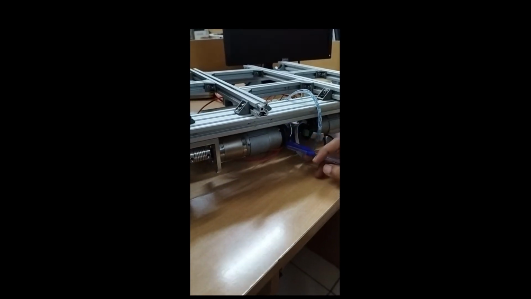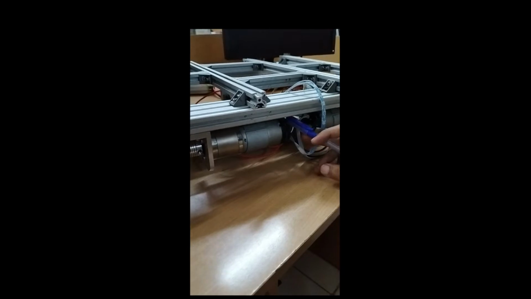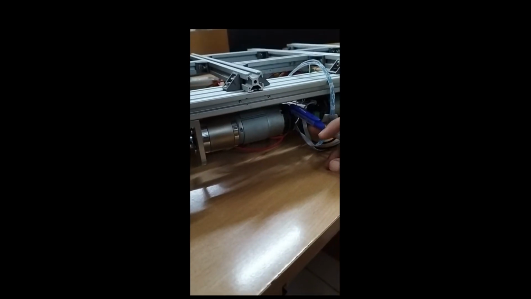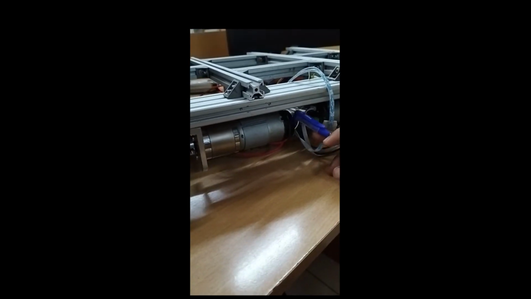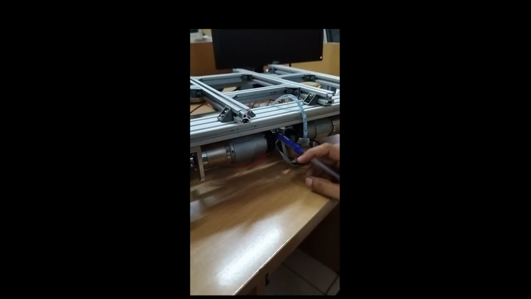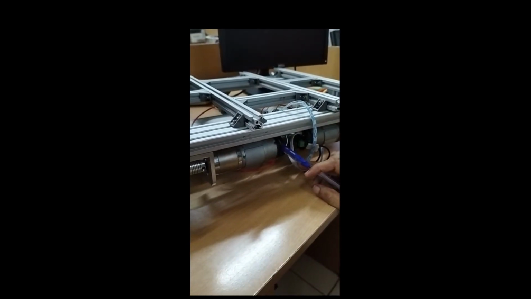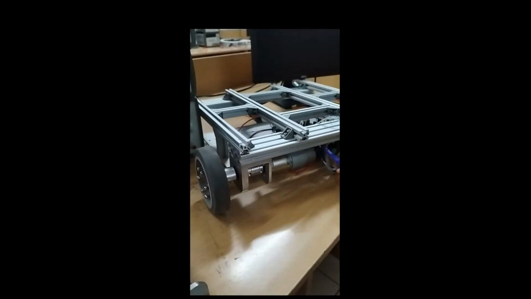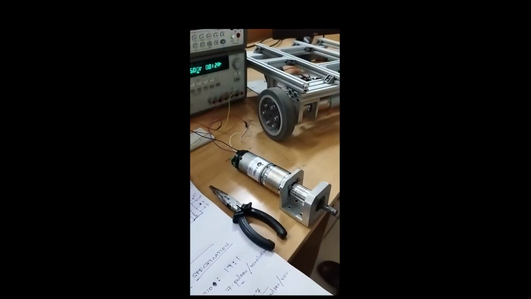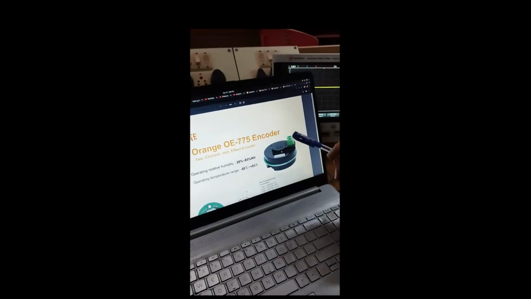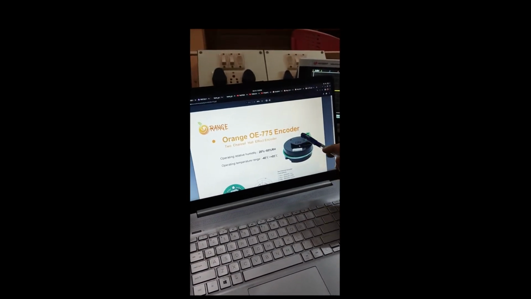What is the encoder? The encoder will help us identify the number of revolutions as well as the degree of turn, which will help us identify the speed of rotation, angle of rotation, and a lot more for the computation. So in our presentation we are going to focus much on the encoder. The encoder we are using is the Orange OE 775 encoder.